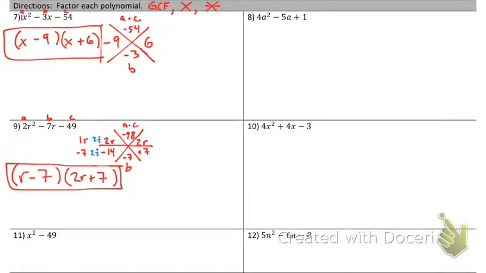All right, let's jump over to 11 because I get a lot of students that do this and get this wrong, okay?